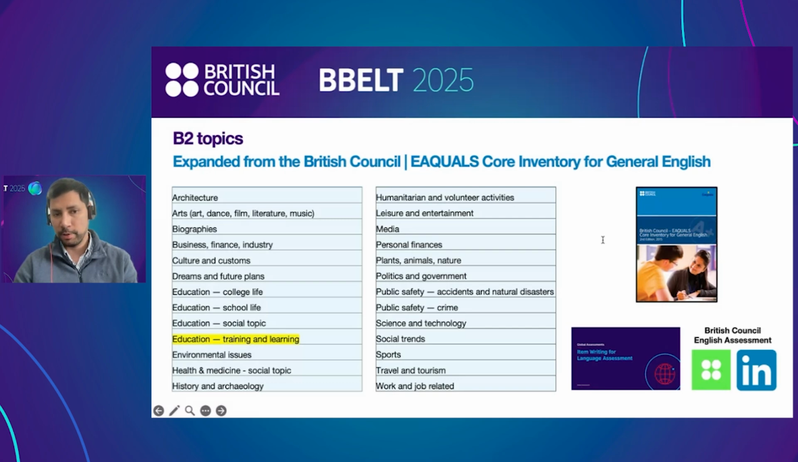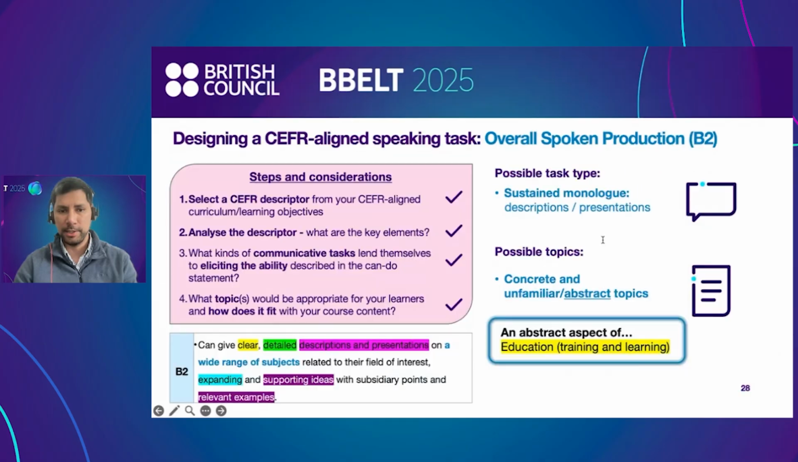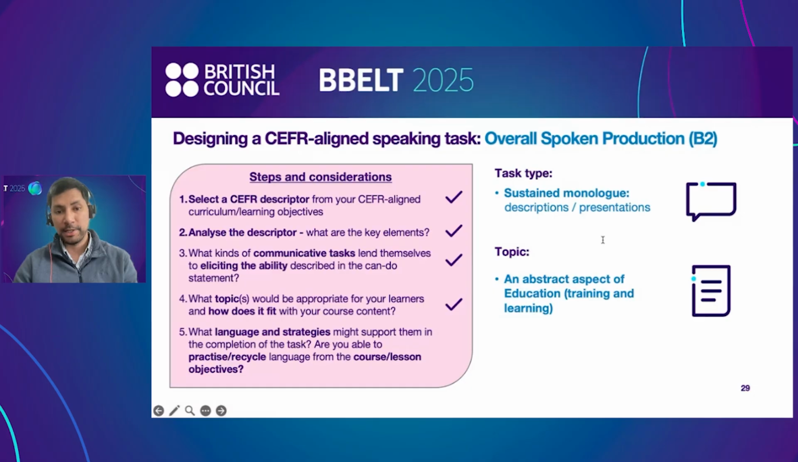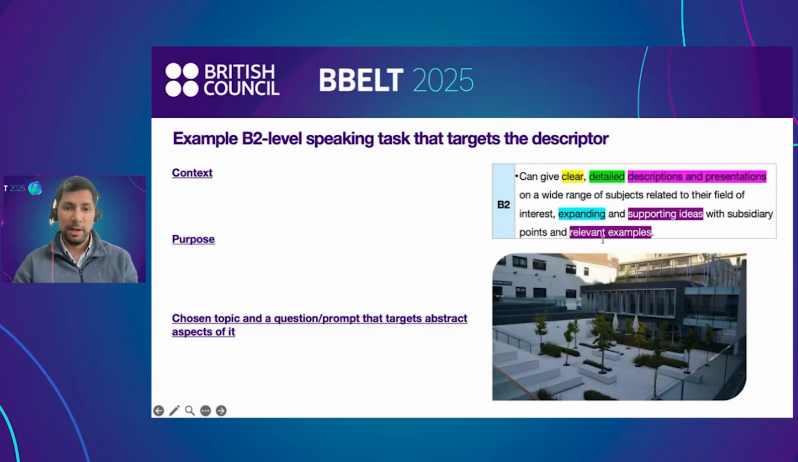Anyway, the particular topic of interest for me here is education, training and learning. So that's the topic I've selected, and I'll need to target an abstract aspect of this topic. The next step would be to decide what language and strategies might support your learners in the completion of the task. Are you able to practice or recycle language from the course or lesson objectives? So let's look at an example to make this easier to understand.